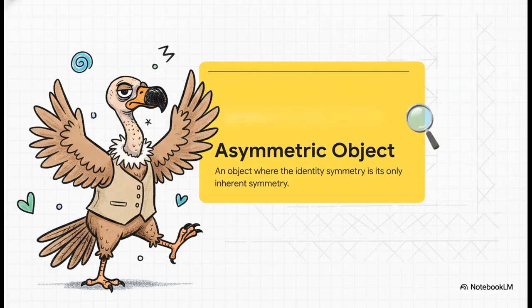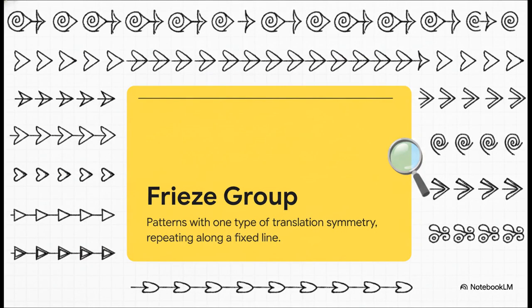To keep things fun, we are going to use a little cartoon vulture as our mental model for a perfectly asymmetric object. Next, we need the mathematical engine that's going to actually drive our pattern, and that is called the Frieze group.